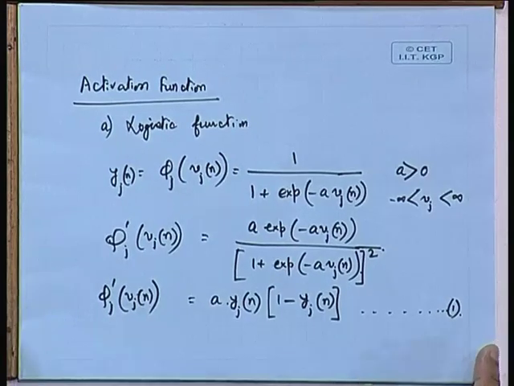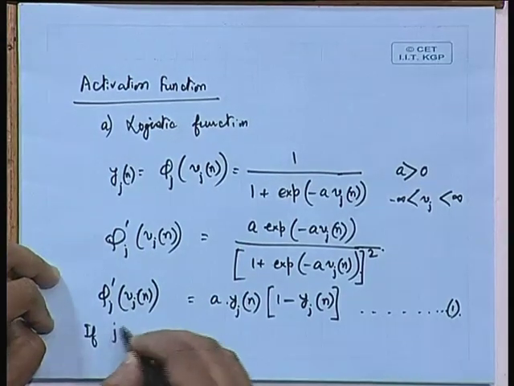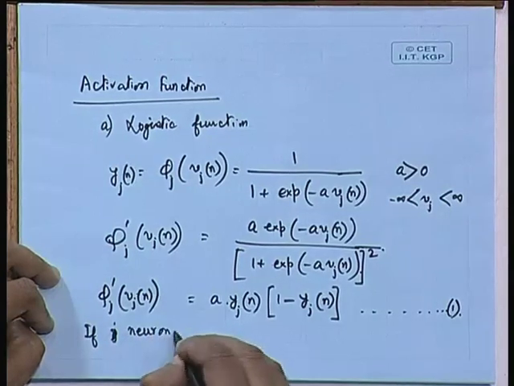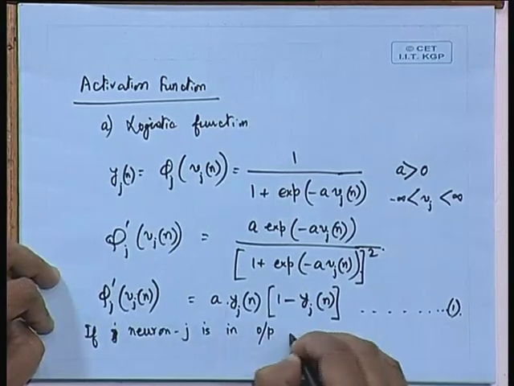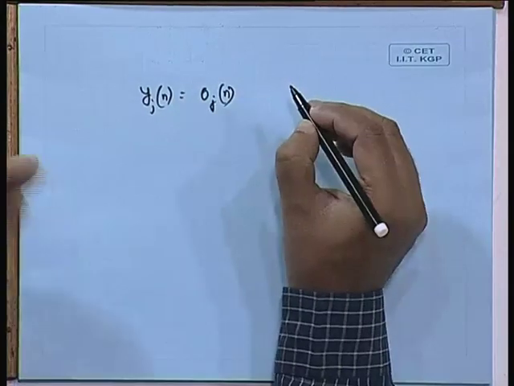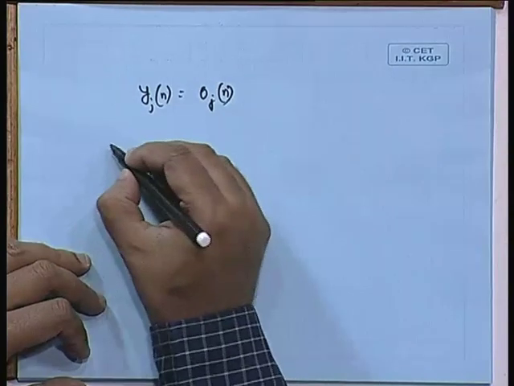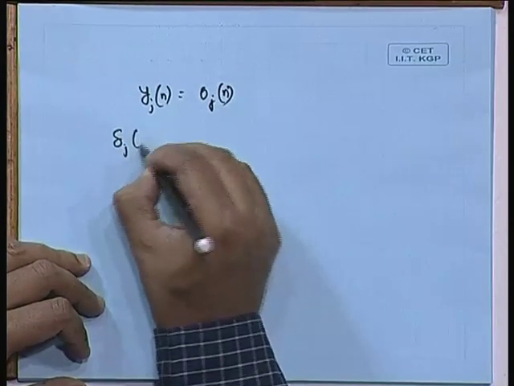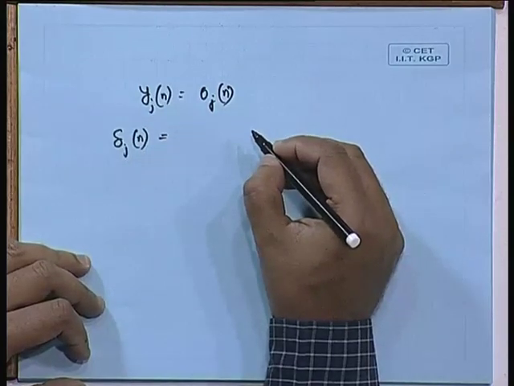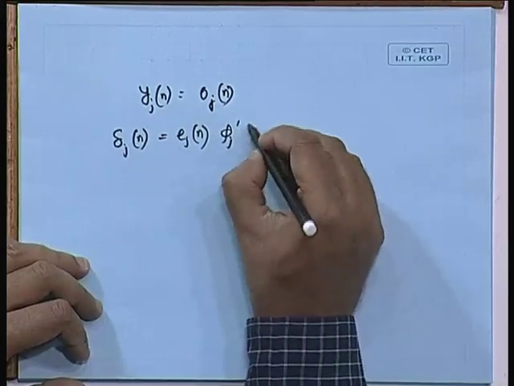So, now for a neuron that is located in the output layer, if neuron j is in the output layer, then we can simply write that yj n is equal to Oj of n, Oj of n being the output. So, yj is the final output. And in that case, the local gradient, that is delta j n, will be equal to what? Ej times phi dash j. So, this is Ej at iteration n times phi dash j Vj n.